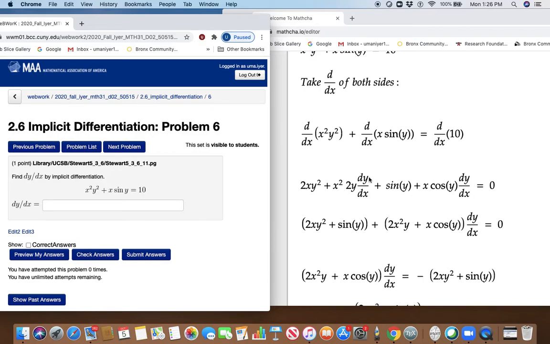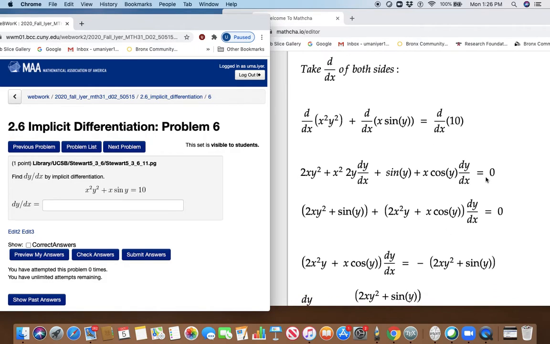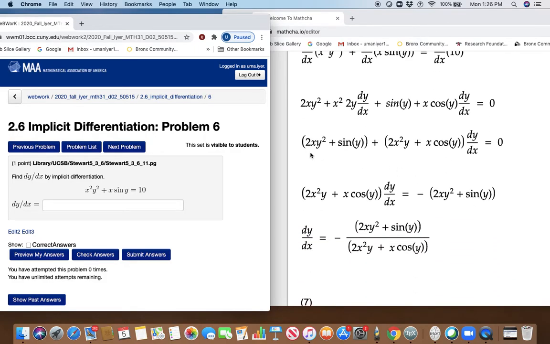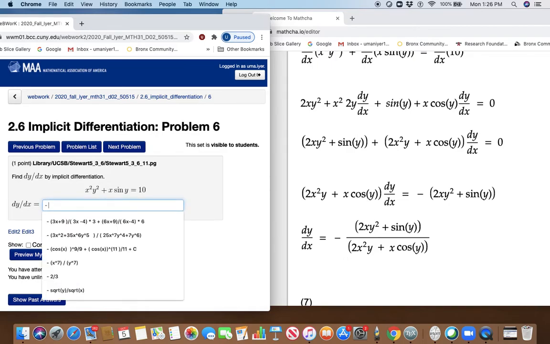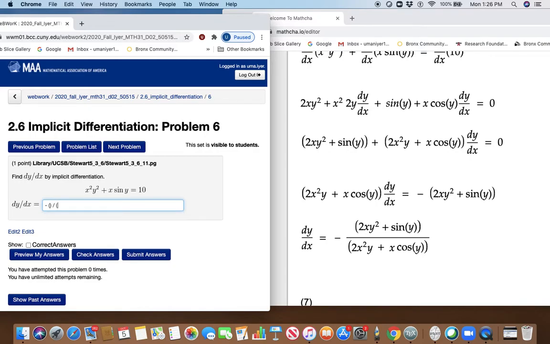So get the dy dx terms together and the others together. So 2xy squared plus sine y plus dy dx terms together. So dy dx common factor, 2y plus x cosine y. Right hand side 0. Move this guy to the other side. So with the negative, all that came here. And you are going to divide by this expression to get dy dx equals negative this over this. So remember, negative numerator over denominator.